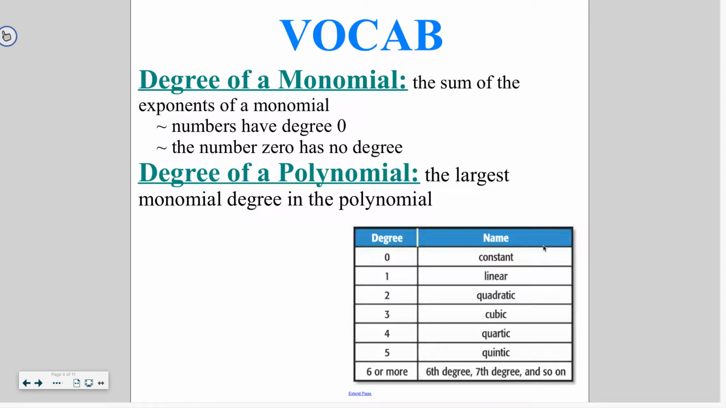When we are looking at the degree of the polynomial, we are looking at each term separately to decide what type of polynomial it is. If it's just a number, it's going to be called a constant. If it's got an exponent total of 1, it's linear. 2 is quadratic, 3 is cubic, 4 is quartic, 5 is quintic, and anything above that, we just use the number and refer to it as degree. So 6 would be 6th degree, 7 would be 7th degree, and so on and so forth.